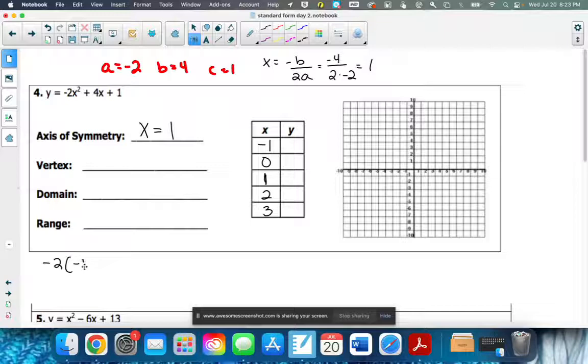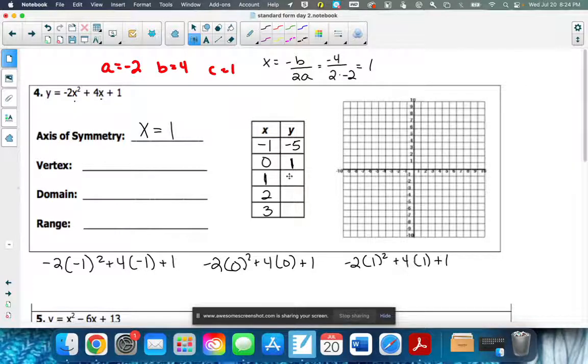Same thing with the negative on the last one. It's negative 2, parentheses, negative 1 squared, plus 4 times negative 1 plus 1. That's replacing both of these x values with negative 1. So that's going to be negative 2 minus 4 is negative 6, plus 1 is negative 5. All right, keep substituting these in. Negative 2 times 0 squared plus 4 times 0 plus 1 should be 1. And then negative 2 times 1 squared plus 4 times 1 plus 1 is going to be negative 2 plus 4 is 2 plus 1 is 3.